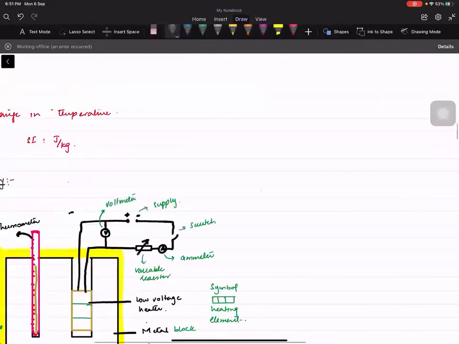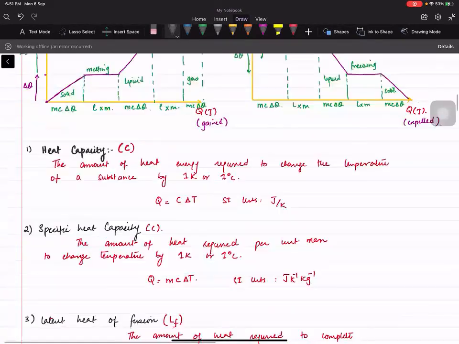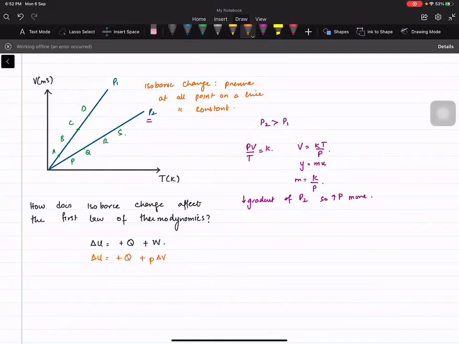Yes, when we started the chapter thermodynamics, on the very first day I wrote the equation that work done is pressure times change in volume. It only works when pressure is constant. It was written, right? Which means that if you see an isobaric change, then you are going to write it as change in internal energy plus Q will be dependent on pressure times change in volume. And this is only for constant pressure. Is it clear? Anybody who could not understand this?